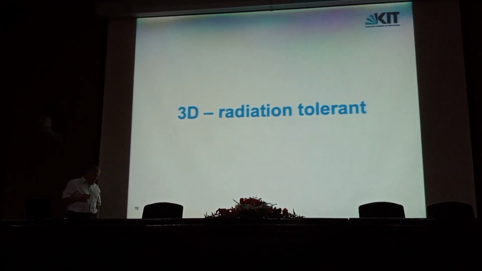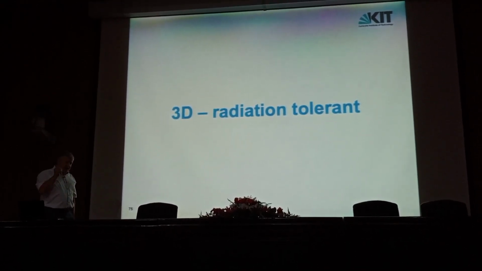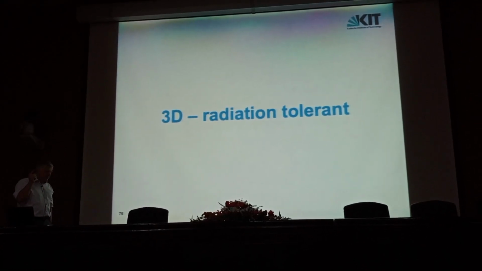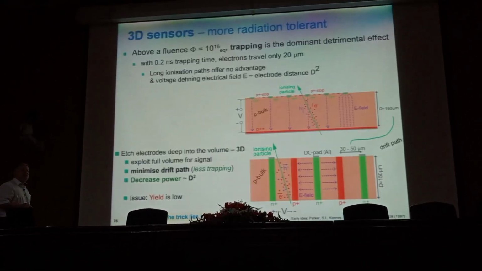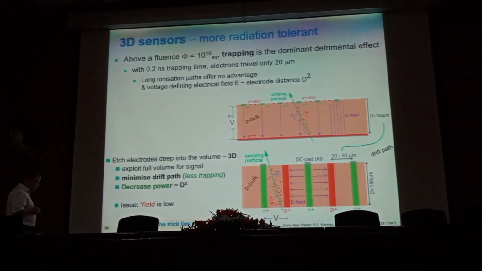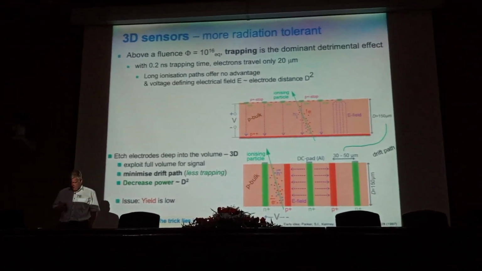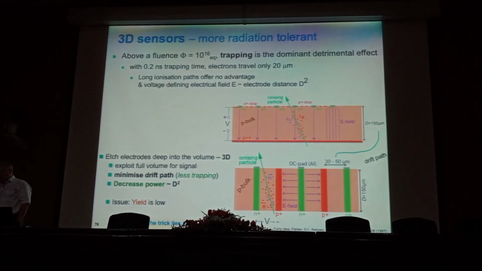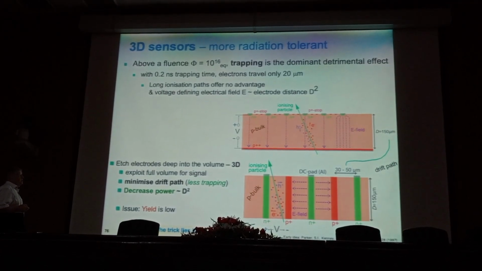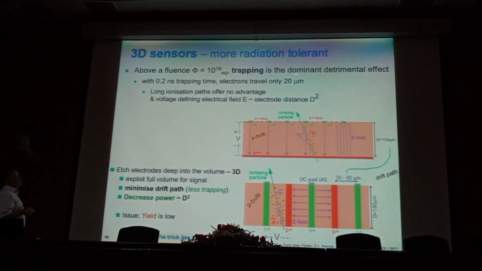Three-dimensional silicon sensors are much more radiation tolerant. If you remember what I said about the lifetimes and the travel time of the particles, you will understand immediately why. These 3D sensors work above a fluence of 10 to the 16, where the particles basically only travel 20 micrometers. They work at the moment even up to 3 to 5 times 10 to the 16, where the particles travel on the order of 15 micrometers. So that's why trapping is the dominant detrimental effect.